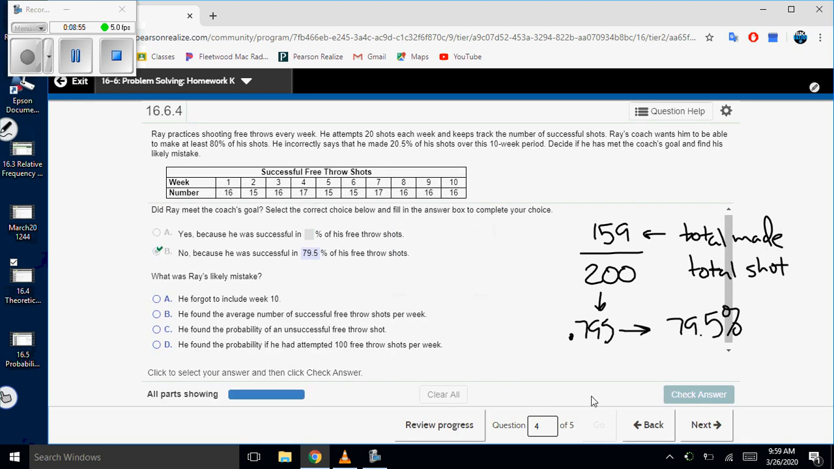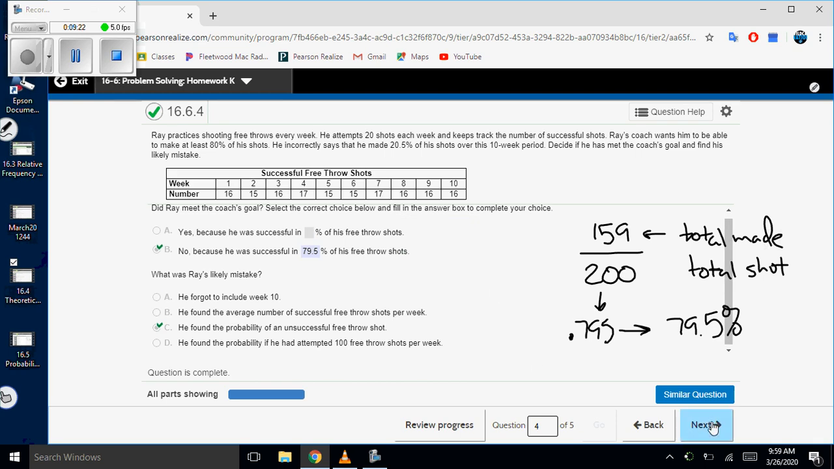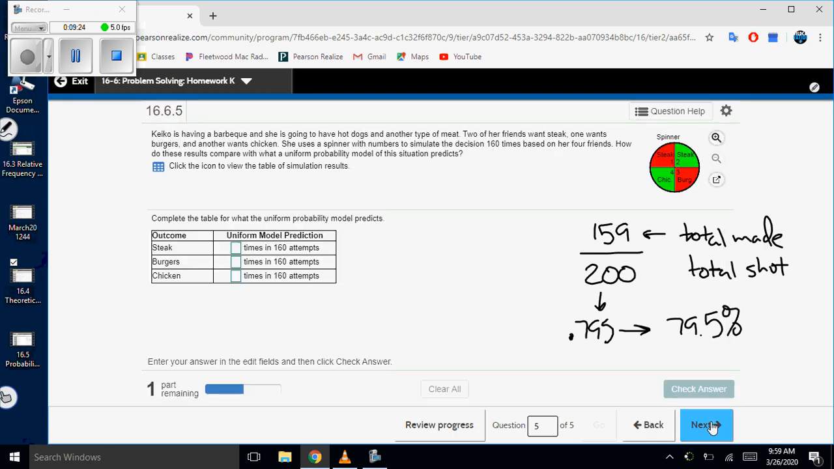Part 2 there. What was Ray's likely mistake? He forgot to include week 10. That doesn't sound realistic. He found the average number of successful free throw shots per week. I don't think that's it. Found the probability of an unsuccessful. So if you took that 20.5 and added it to 79.5, he actually found the probability of unsuccessful shots. Yep.